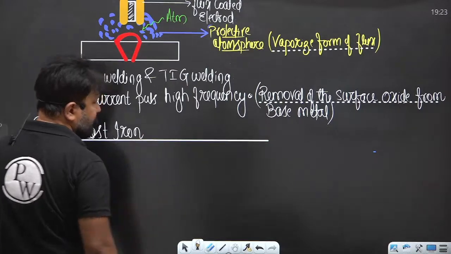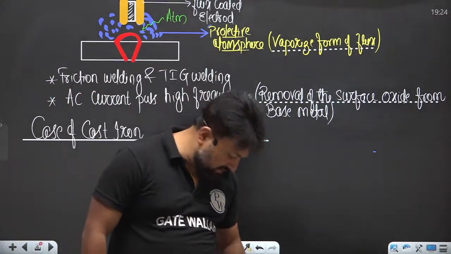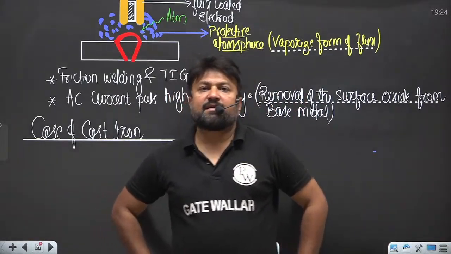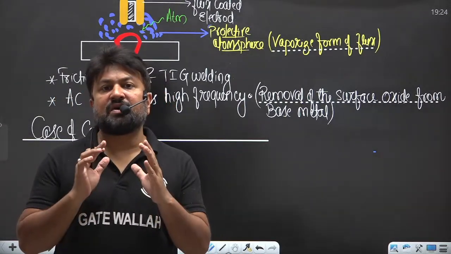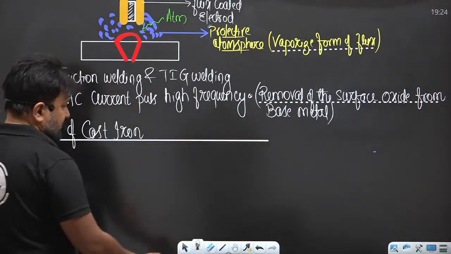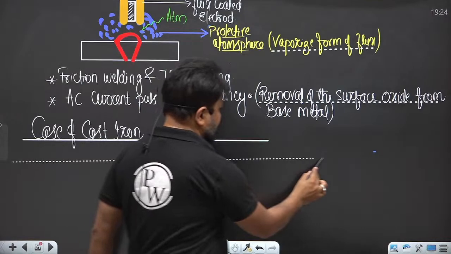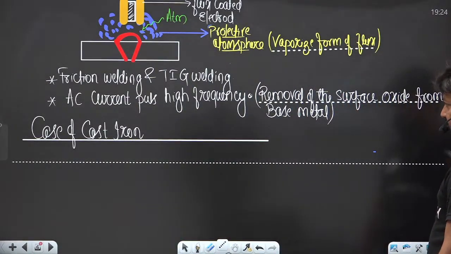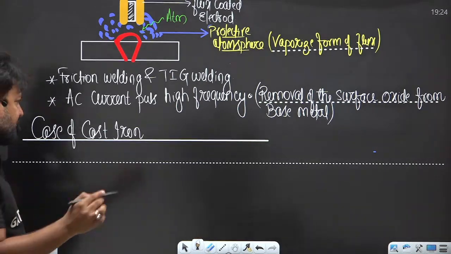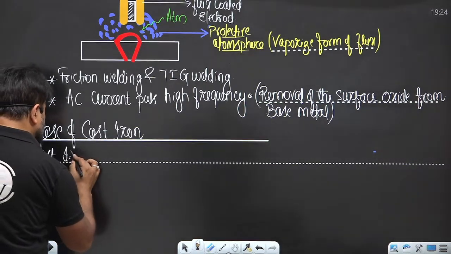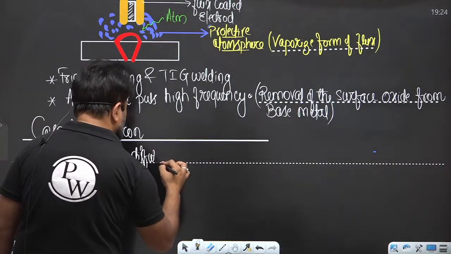Now, how many of you can explain why we face problems in welding of cast iron? My dear, cast iron is more difficult to weld because of its high carbon content. So let me write down: cast iron is more difficult to weld because of its high carbon content.